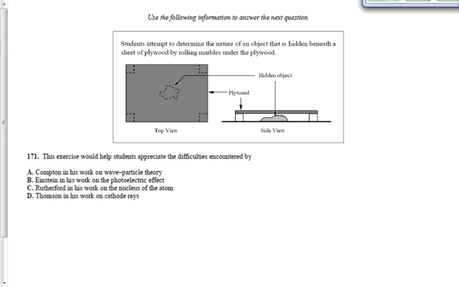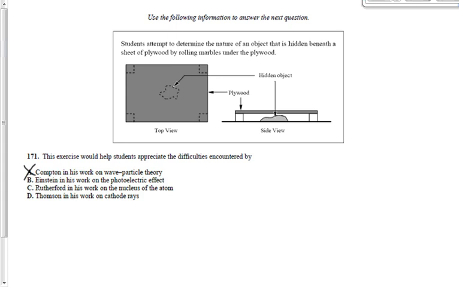We're rolling marbles, and we want to see, based on the path of the marbles, we kind of want to map it underneath. This exercise would help students appreciate the difficulties encountered by Compton. We talked about Compton, wave-particle duality, the Compton effect, photon momentum, photon energy, right? An electron and a less energetic photon is ejected when an X-ray strikes the... That's not it, right? This has nothing to do with the Compton effect.